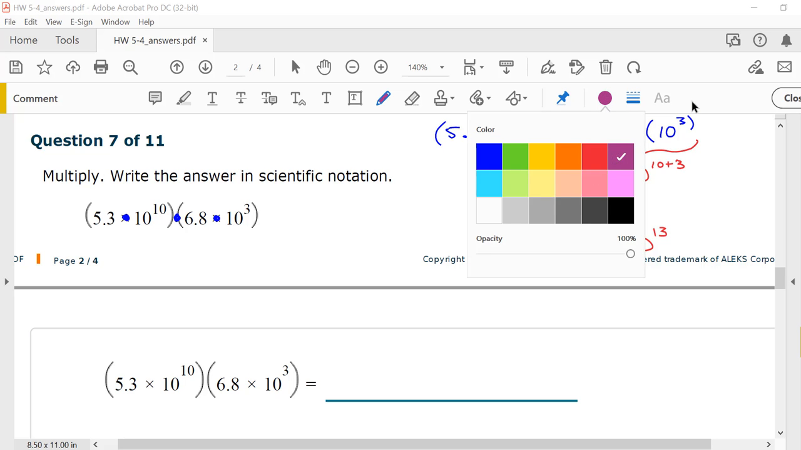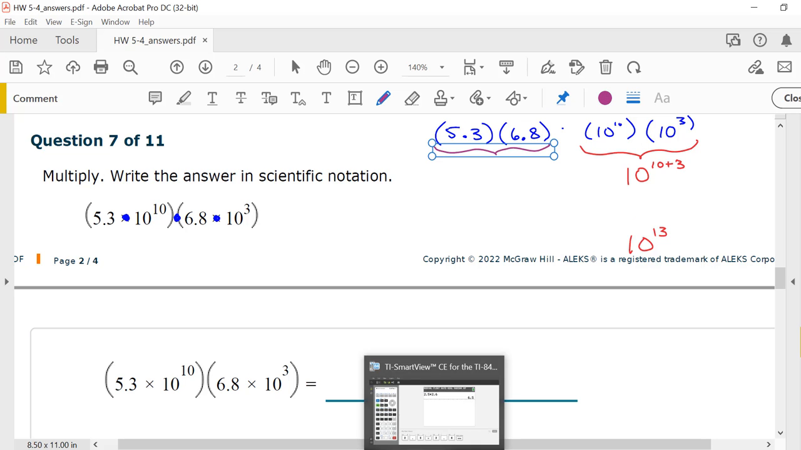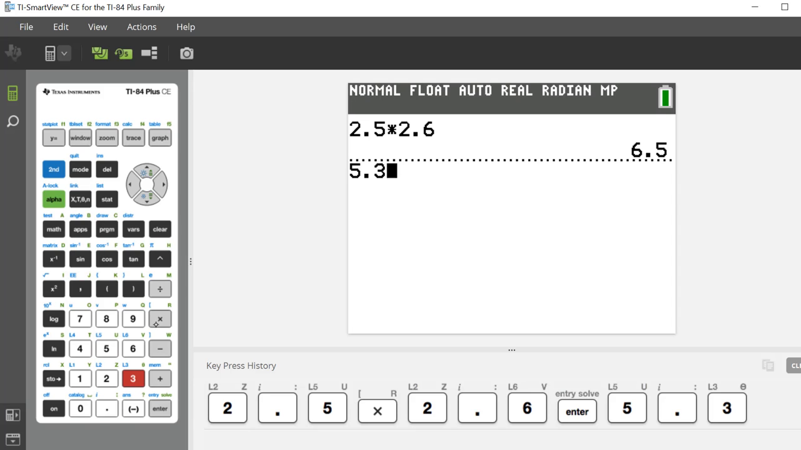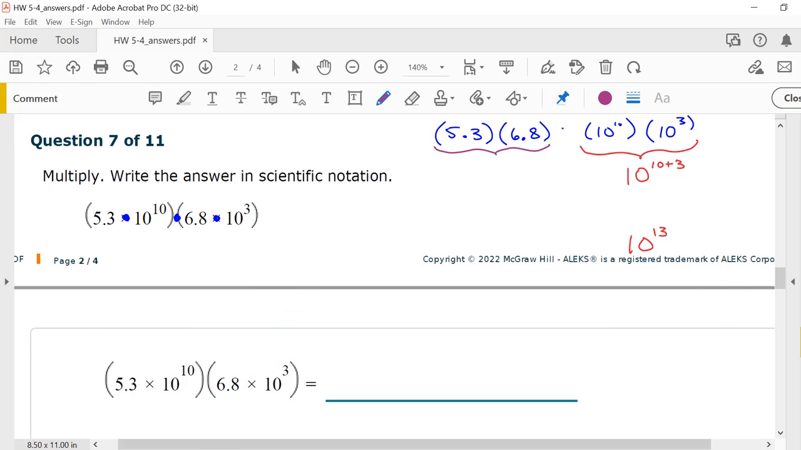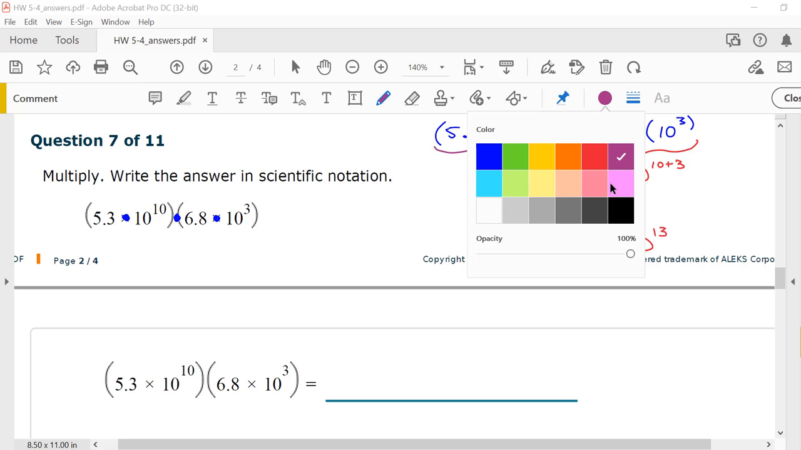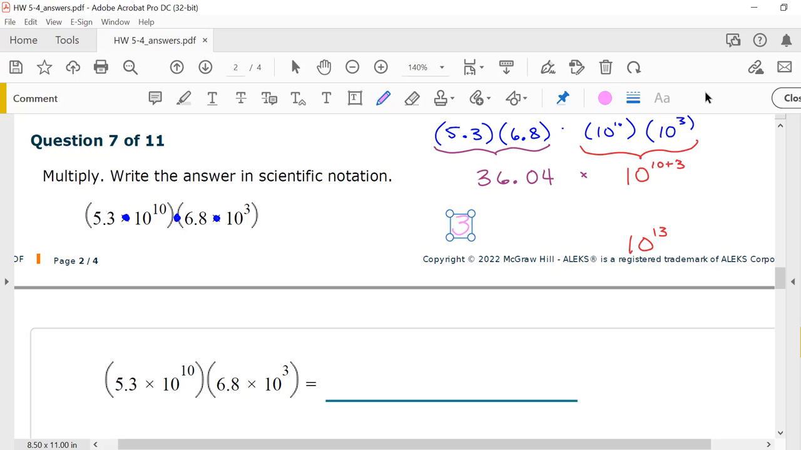Now for the number part, 5.3 times 6.8. It's 36.04. Uh-oh. This is not in scientific notation anymore, because the number to the left of the decimal point can only be a digit between 1 and 9. I'm going to write that number that's there in purple as 3.604 times 10 to the, what would that be?